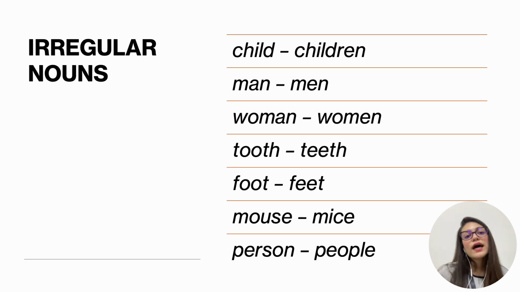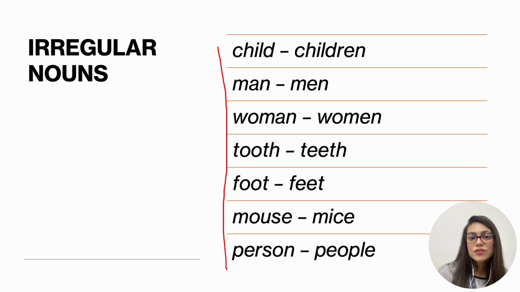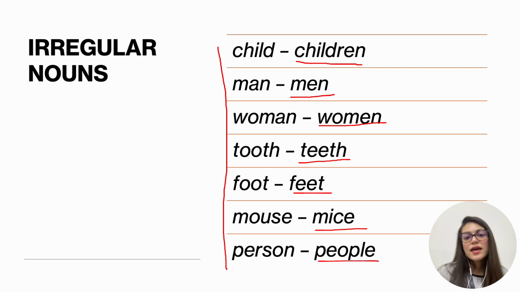So you will have to learn these irregular nouns because, as you can see in the plural, they change completely the way we write it and the way we pronounce them, okay? So it's very important for you to learn the pronunciation and to learn these irregular nouns, okay?